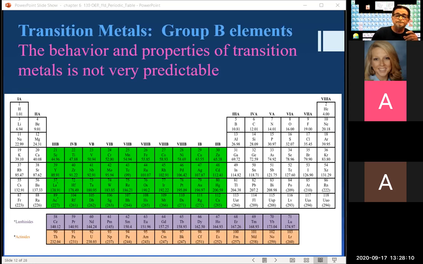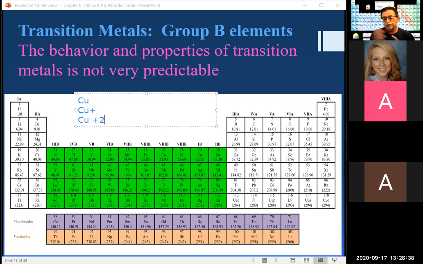For example, copper, which is Cu, elemental copper, pure copper, can lose 1 electron and have a +1 charge. But it can also lose 2 electrons and have a +2 charge. Okay? So copper is number 29. Iron, which is number 26, can have a +2 or a +3 charge. So transition metals are difficult to predict with respect to their charge.